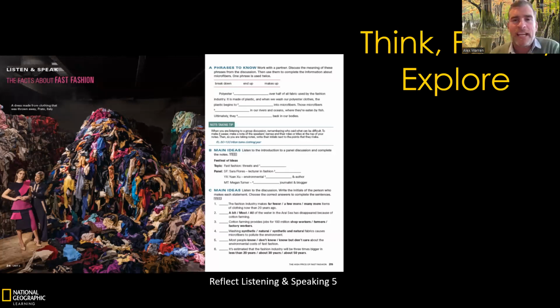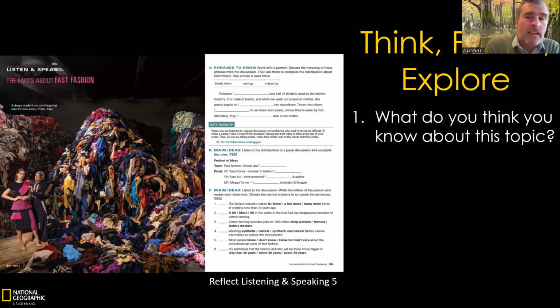It starts off by activating schemata. What do you think you know about this topic? So we've got a topic here all about fast fashion. Well, I think I know that fast fashion is really bad for the environment, for example. I think I know that fast fashion is poor quality clothing, for example. I think fast fashion encourages us to buy things that we don't really need or we wear once, or whatever it might be. You tell me in the chat box, what do you think you know about fast fashion?